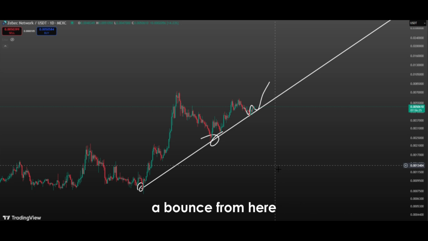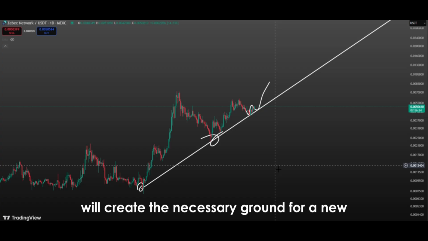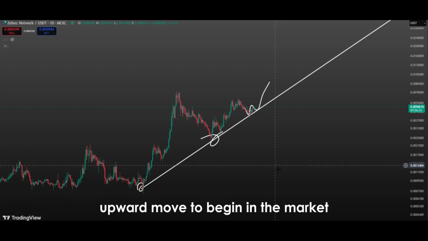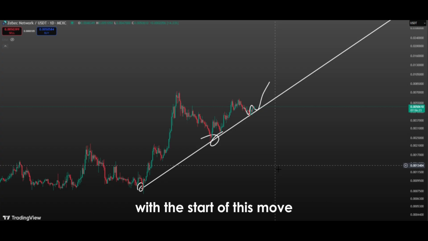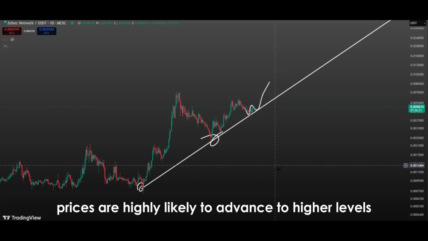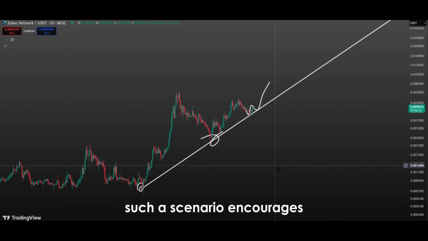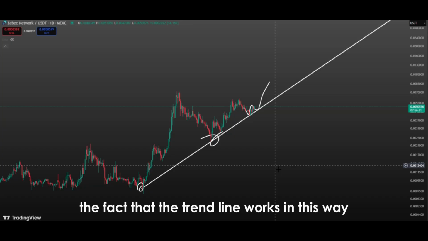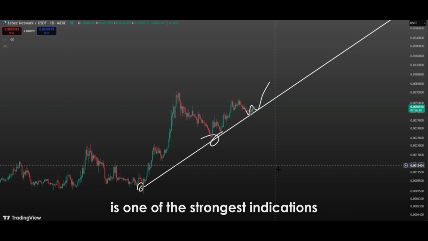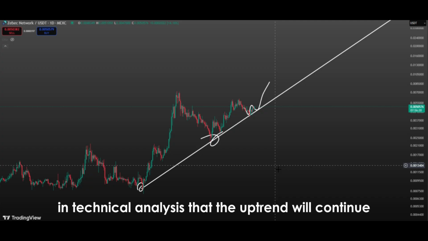A bounce from here will create the necessary ground for a new upward move to begin in the market. With the start of this move, prices are highly likely to advance to higher levels, and the trend will continue in a healthy manner. Such a scenario encourages investors to act more confidently and helps the rise to become more lasting. The fact that the trend line works in this way is one of the strongest indications in technical analysis that the uptrend will continue.